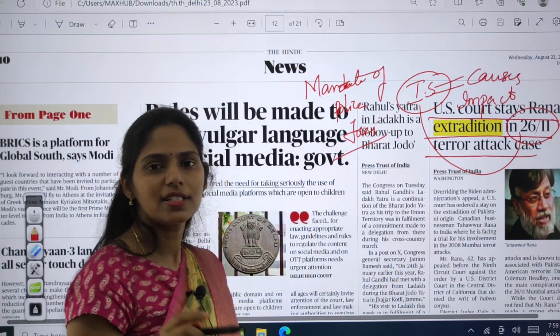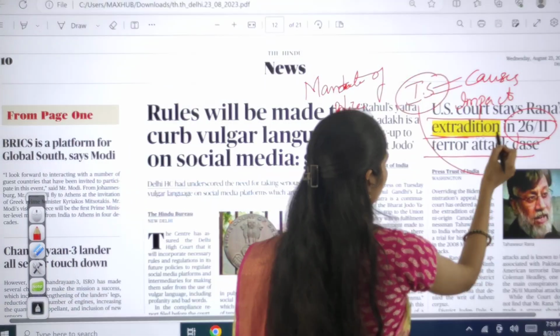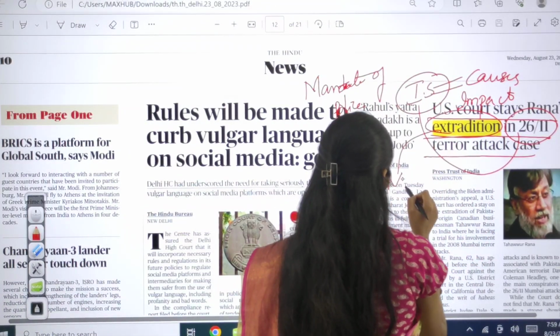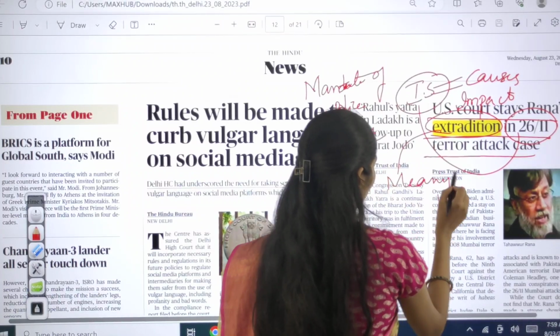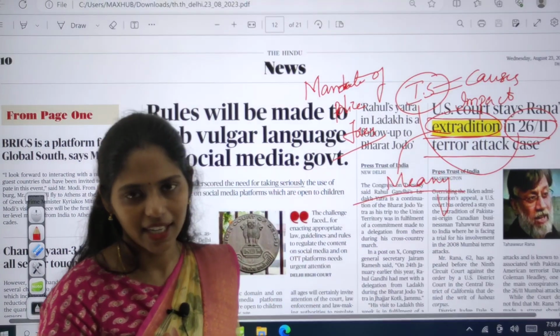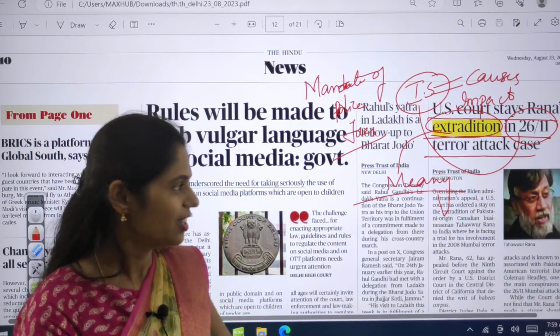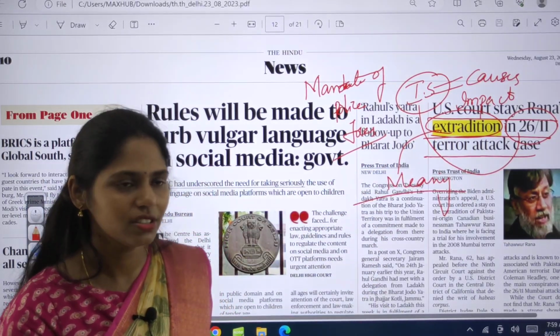And one more important subtopic which lies here is extradition. So you have to see what is the meaning of this extradition. Is there any extradition treaty signed by other countries with India or not? So please let me know about this extradition.